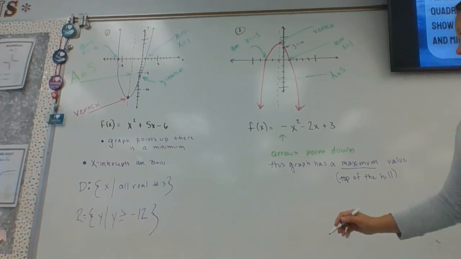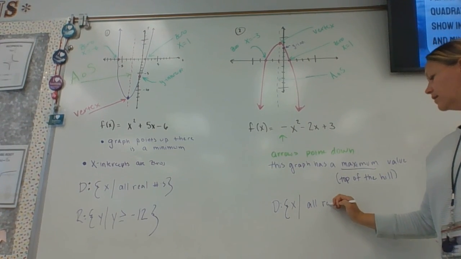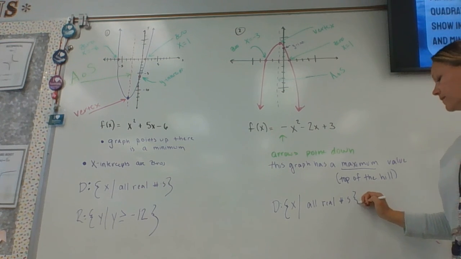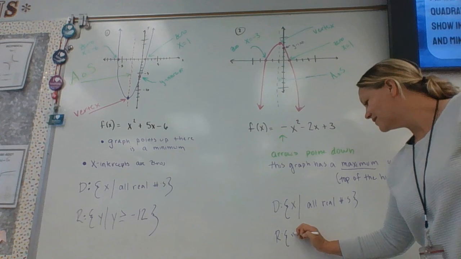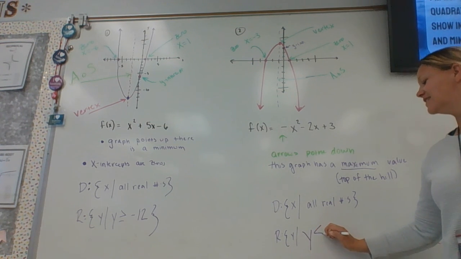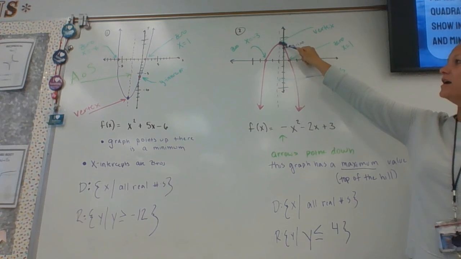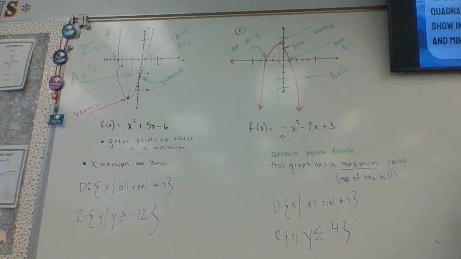A lot of vocab. Alright, who can do the range? Who can do the range here? Anybody here? Can you do it, Logan? I'm an alpha. 4, yeah. Thank you. Alright, Logan can see it up here. The highest it reaches is 4, so our range is y is less than or equal to 4.